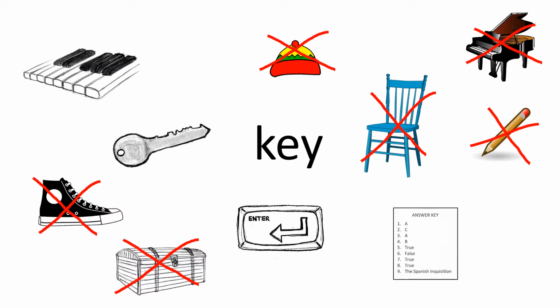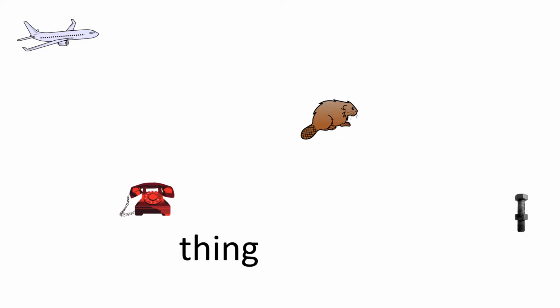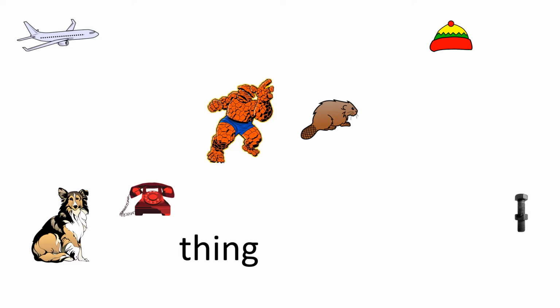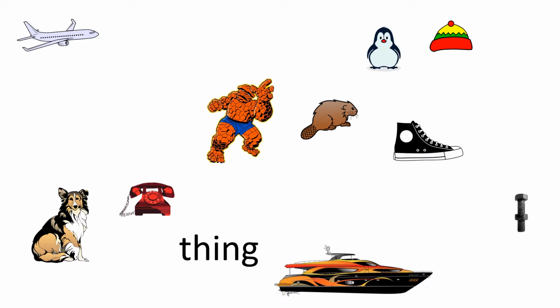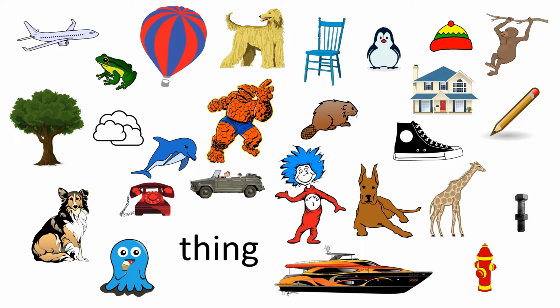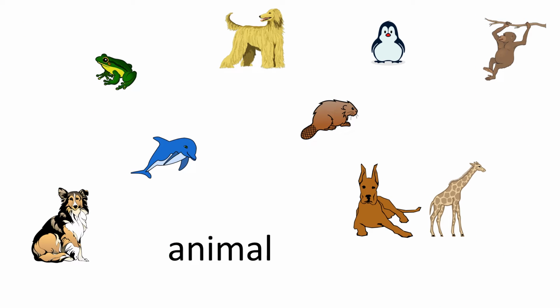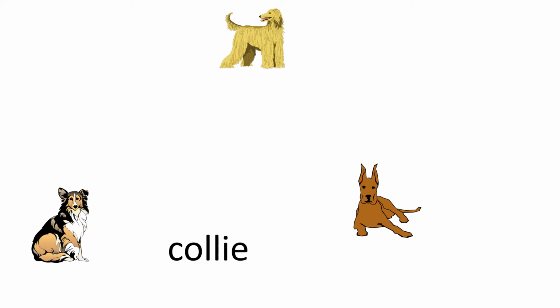Think, for example, of the word thing. If I say, the thing is in the trunk, what might I mean by thing? Well, I might mean airplane, or telephone, or beaver, or bolt, or hat, or collie, or any of a million other possibilities. The word thing excludes very little from consideration. If, however, I say that there is an animal in the trunk, the likely inferences are reduced dramatically. I can reduce them even further by substituting dog for animal, and even further by substituting collie for dog.